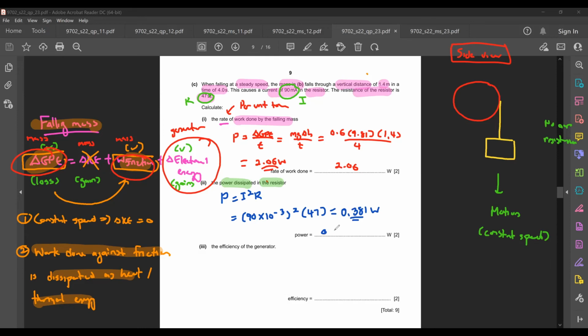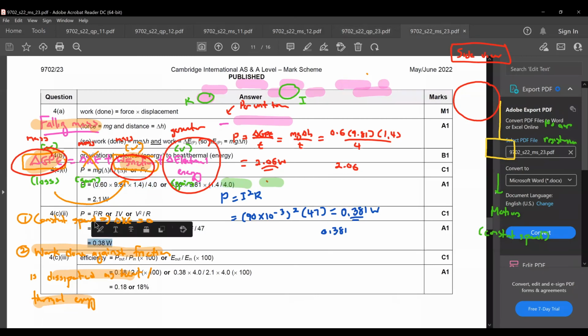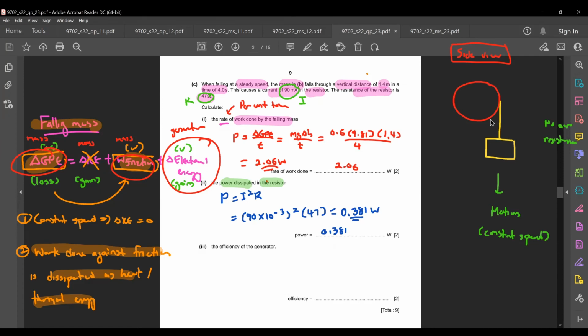Okay, so this one is 0.381. Marking scheme would again put it as 2SF, so it's 0.38 watts. Then, efficiency of your generator.